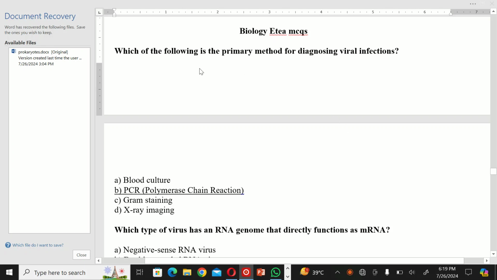Let's get started. So the first MCQ is: which of the following is the primary method for diagnosing viral infection? A. Blood culture, B. PCR, C. Gram staining, and D. X-ray. So the correct option is PCR.